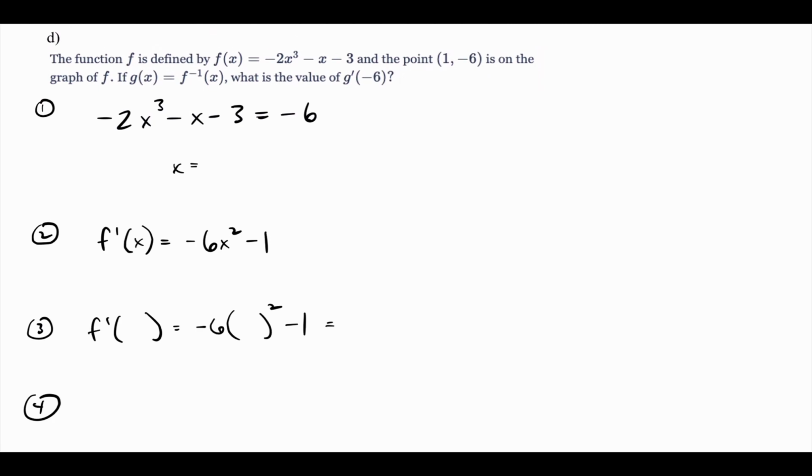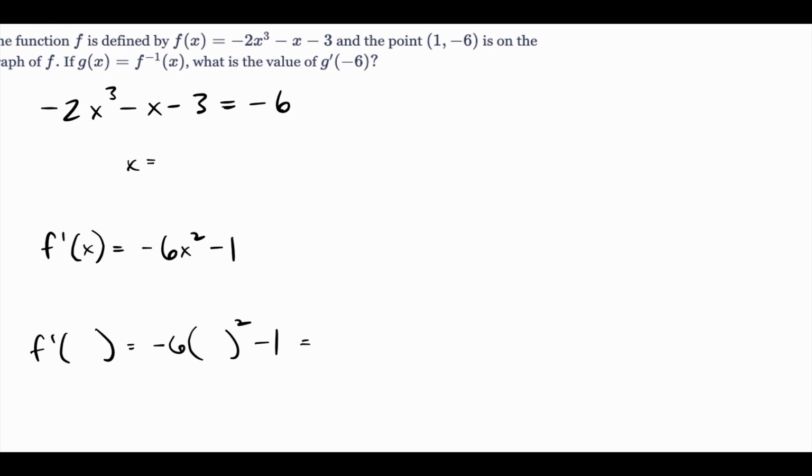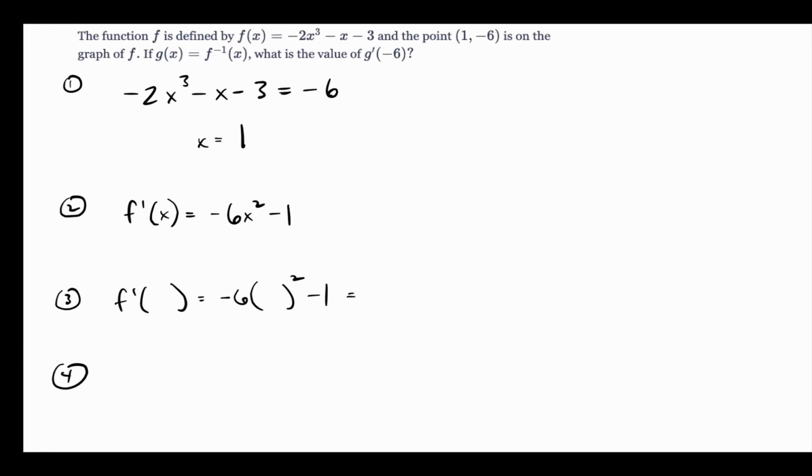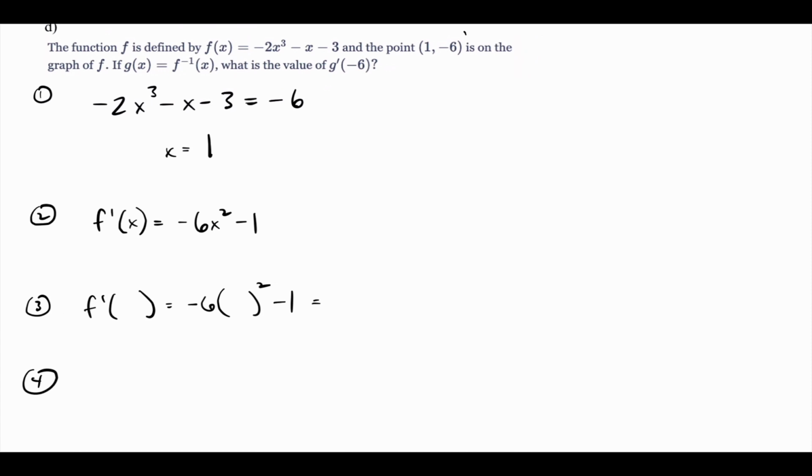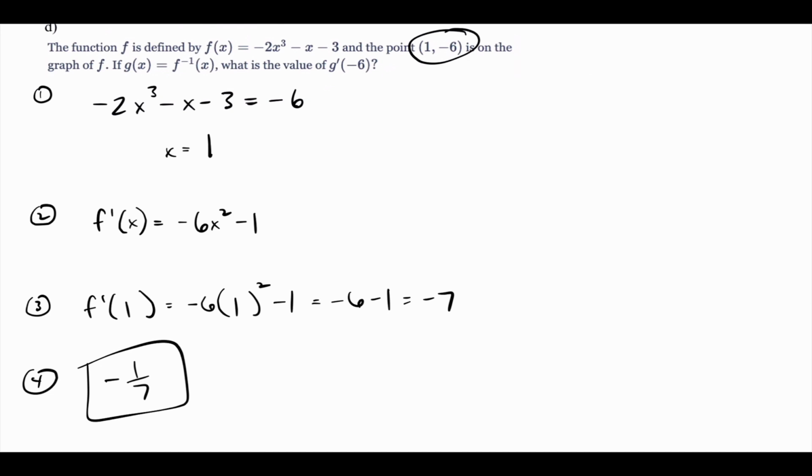All right, so let's see. What would I plug in? Is it positive 1? x equals positive 1? Oh, they give you the answer here too. When I plug in 1, I get negative 6. That's what I was looking for. So derivative: plug in 1 to the derivative. I get negative 6 minus 1, which is negative 7. Flip negative 7. You're done.